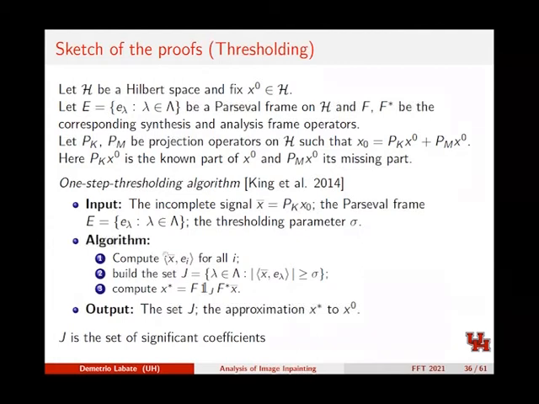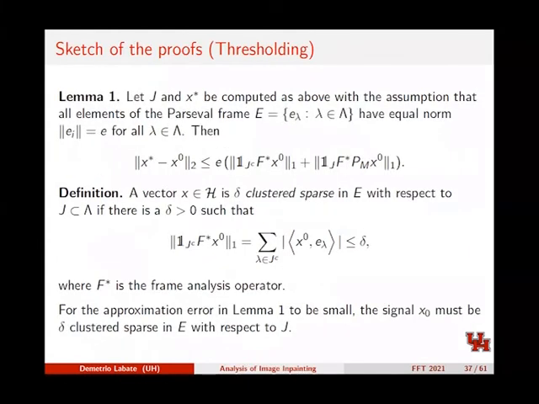Essentially, we start by computing, step one, the coefficients of the projection. X bar is the projection of the image into K, so this is actually the masked image. We compute the coefficients of the masked image with respect to the representation system. We define a threshold, and then we reconstruct by hard thresholding. J therefore denotes the set of significant coefficients, the coefficients above the threshold.